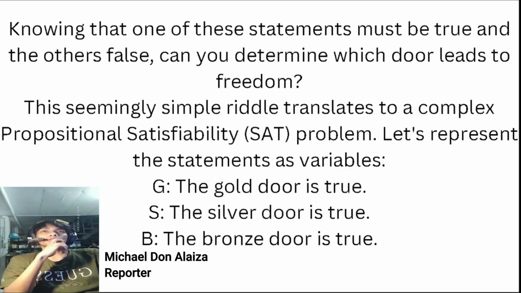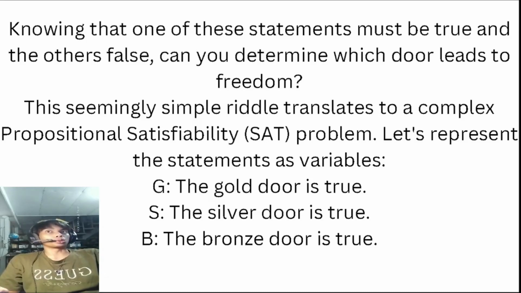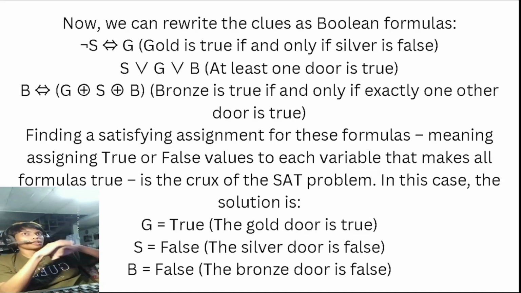Knowing that one of these statements must be true and the others false, can you determine which door leads to freedom? This seemingly simple riddle translates to a complex propositional satisfiability problem. Let's represent the statements as variables, such as G, S, and B. G for the gold door is true, S is the silver door is true, and B, the bronze door is true. Now we can rewrite the clues as Boolean formulas.